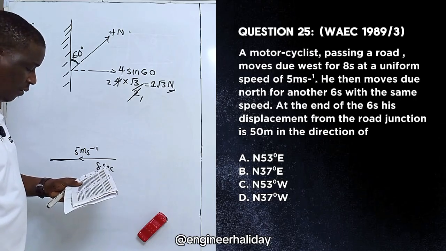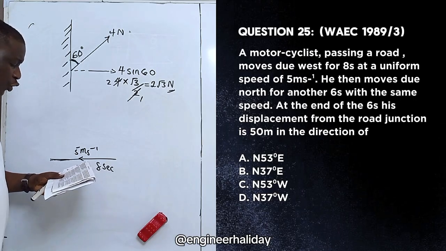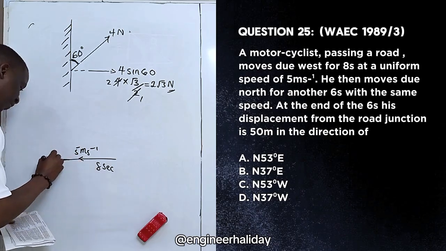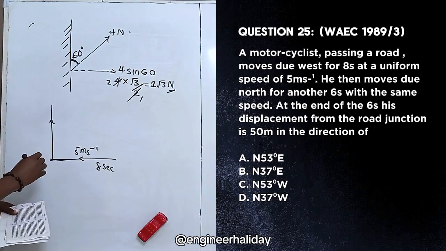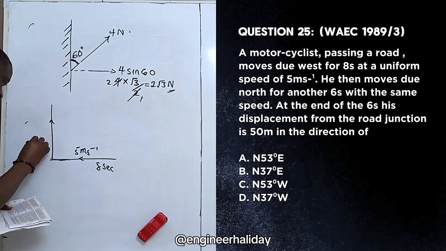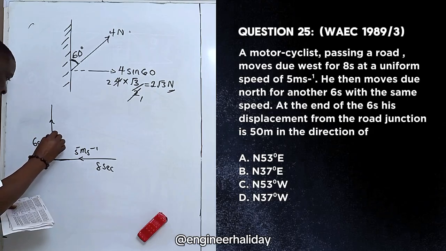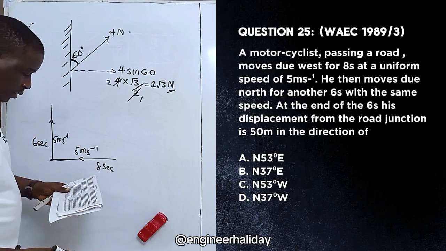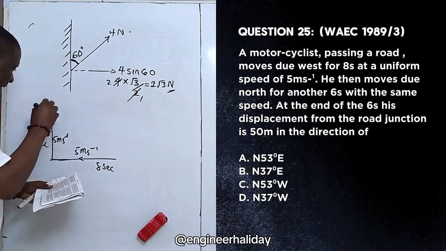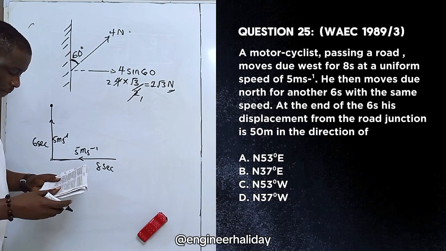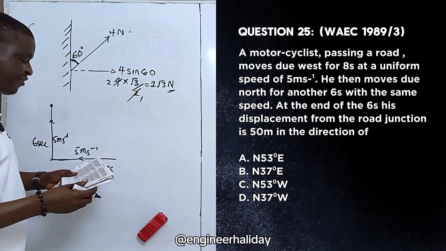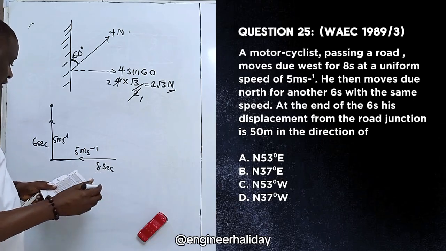He then moves due north for another 6 seconds with the same speed. Due north, which is another 6 seconds for the same speed. That means 6 seconds for a speed of 5 meters per second. What do they say we should find now? At the end of the 6 seconds, his displacement from the road junction is 50 meters in the direction of dash.